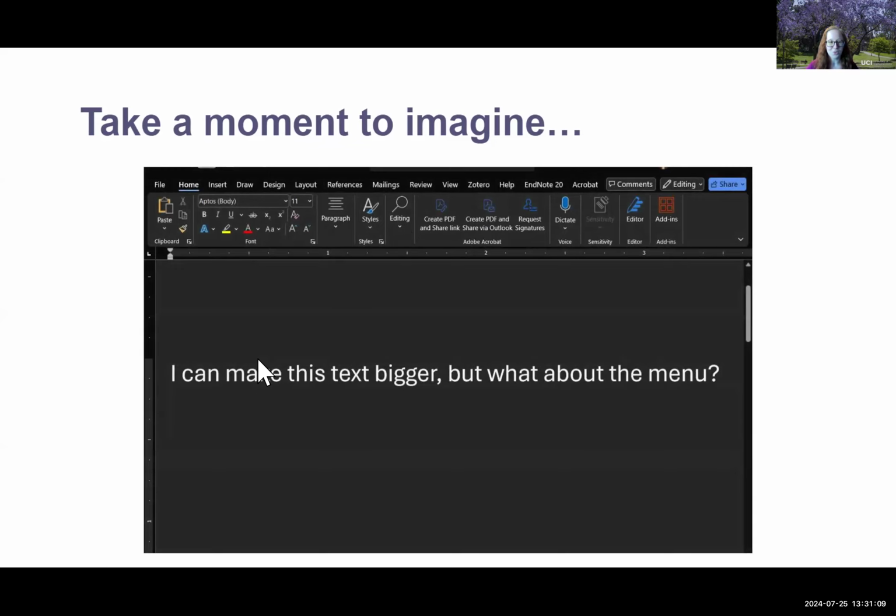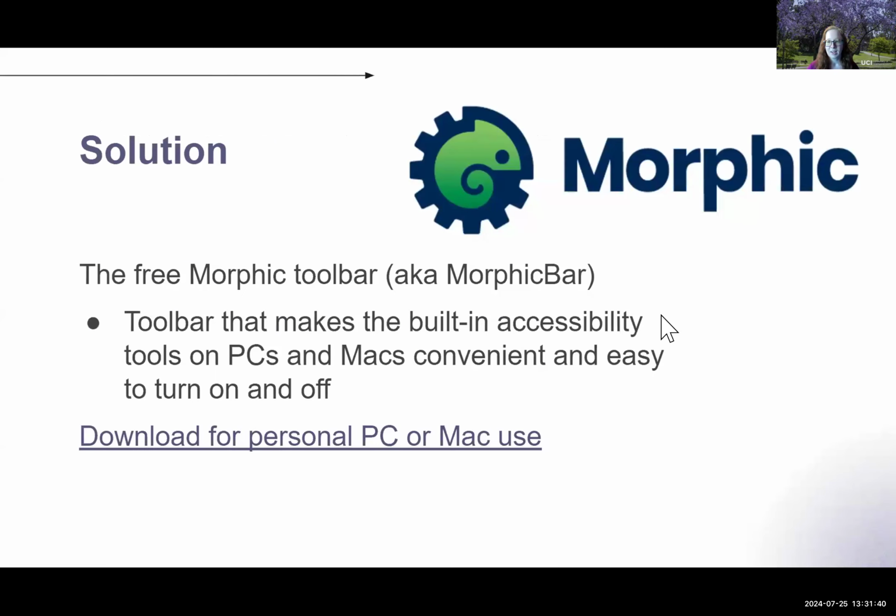Frustrating, right? This screenshot shows how much I can enlarge the text of the document, but those icons and the menu text stay super small. You may not know that there are built-in features on most computers that allow you to enlarge everything on your screen. But you have to know where to look for these, because just typing in zoom or enlarge text in your system search bar isn't going to help you. And if you're already having trouble seeing, you shouldn't have to dig through layers of menus in order to find these settings. So the solution I offer you is the free Morphic toolbar, also known as a Morphic bar.